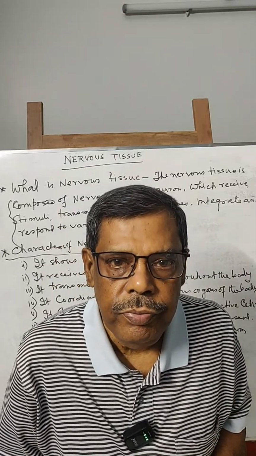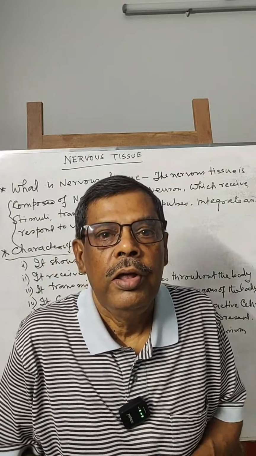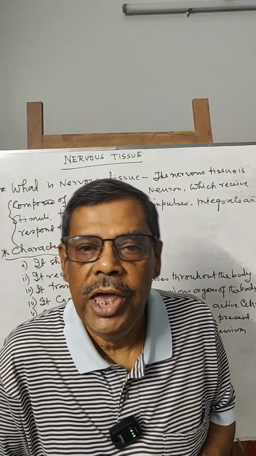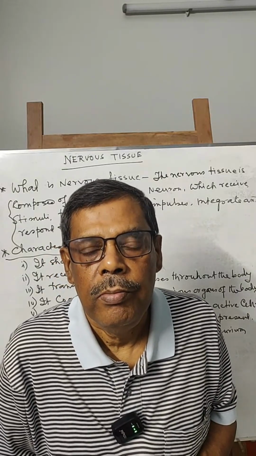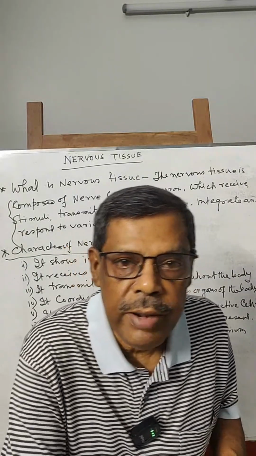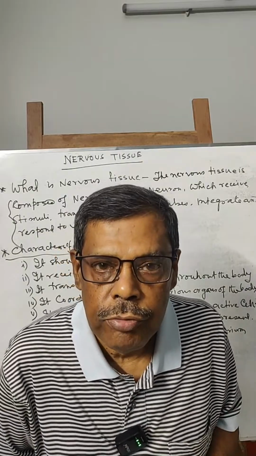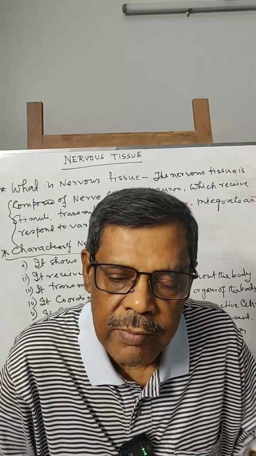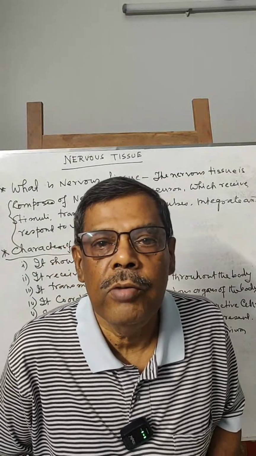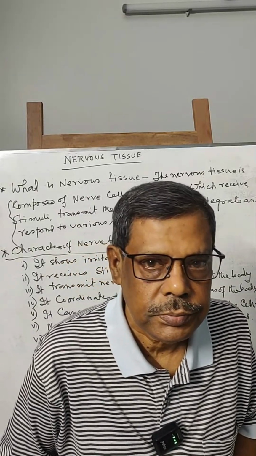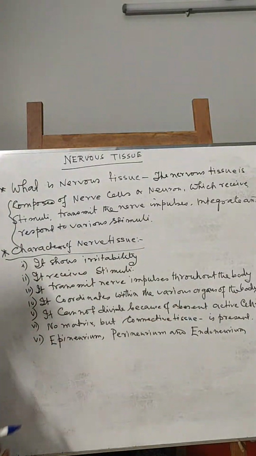Epineurium: the whole nerve is covered by this connective tissue. A bundle of nerve fibers is bounded by a connective tissue called perineurium. Each individual nerve fiber is bounded by a connective tissue called endoneurium. No matrix is present, but connective tissue is present.